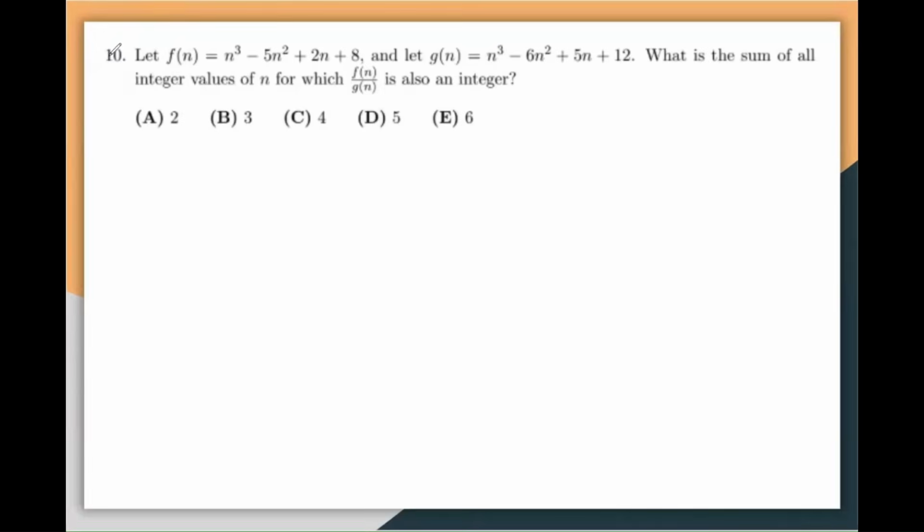Okay, so here's number 10. f of n is given as n cubed minus 5n squared plus 2n plus 8, and g of n is given similarly. And we want the sum of the integer values of n for which the fraction is also an integer. Okay, there is a rational expression going on, and we would like this to be an integer.